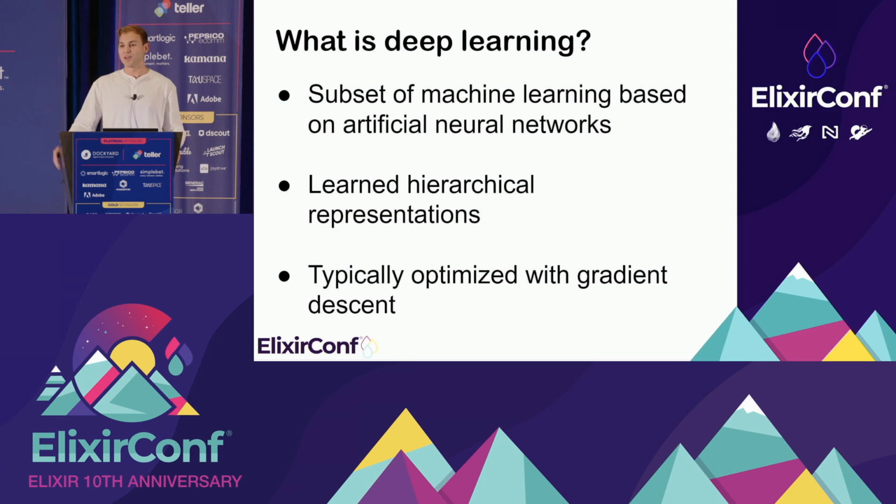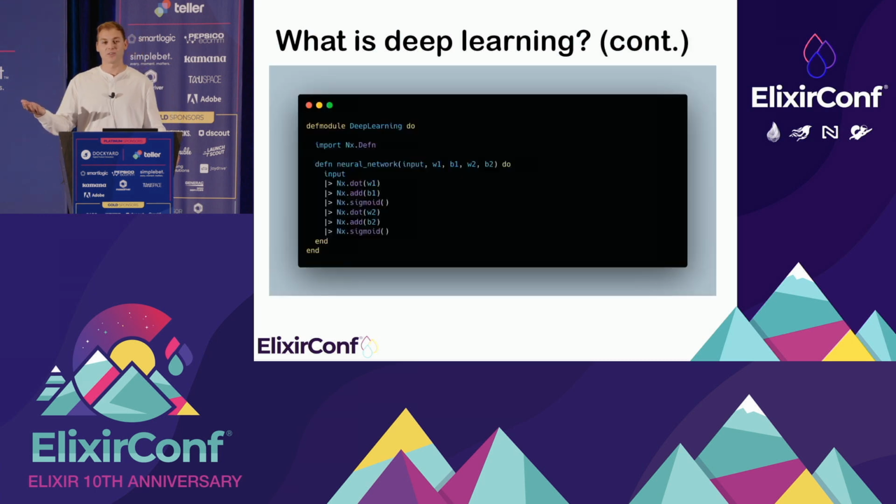So realistically, all neural networks are functions. And you'll see right here, this is what a neural network looks like in Nx. It's just an Elixir function. You have some learned parameters, you pass it through some transformations, but at the end of the day, it's just a function.